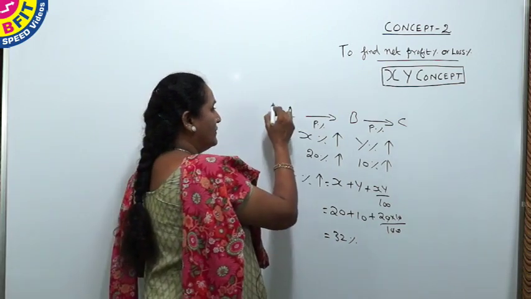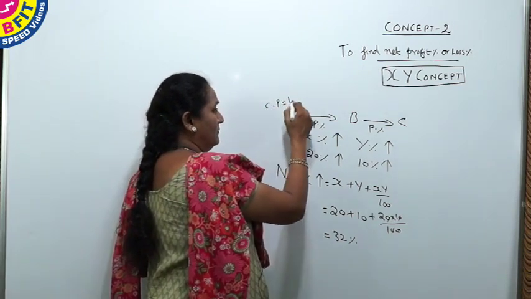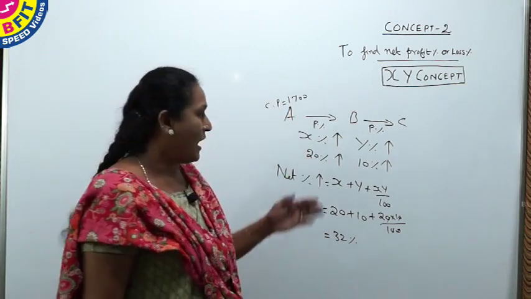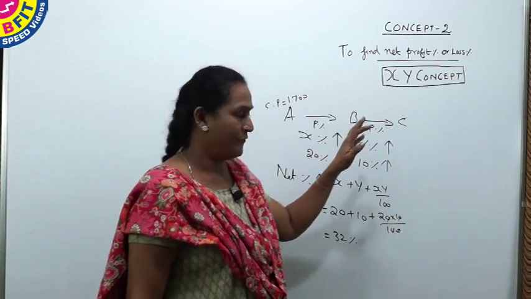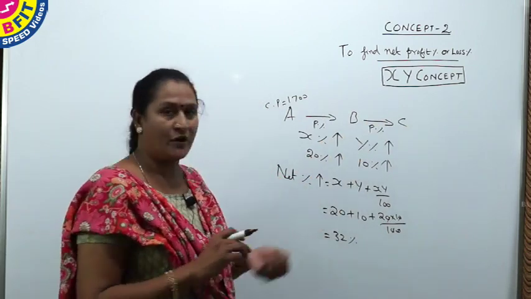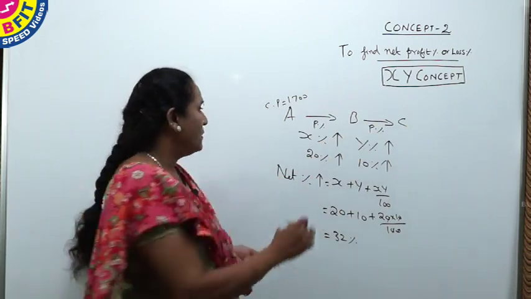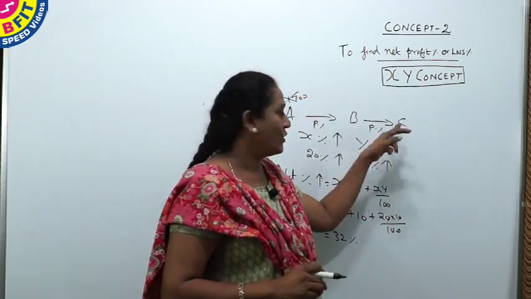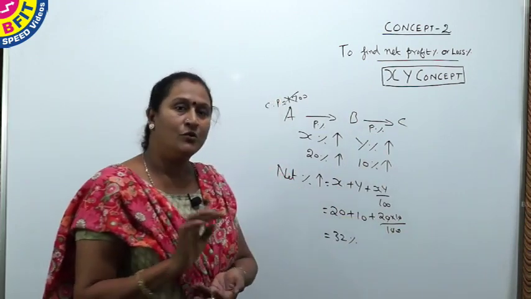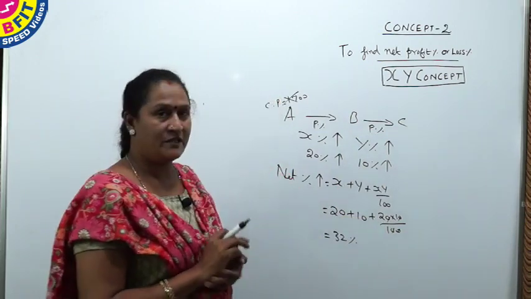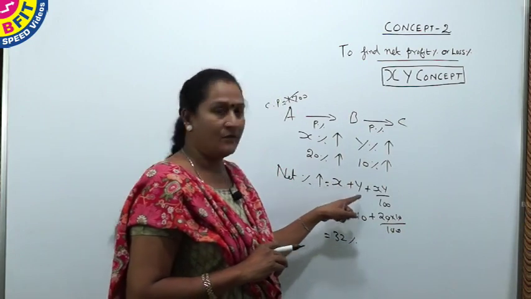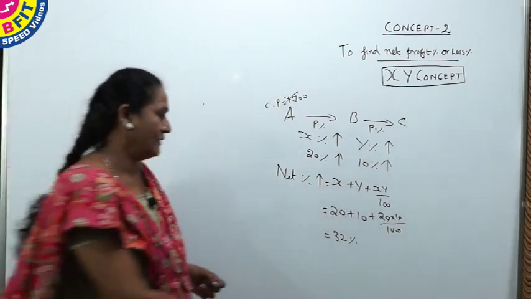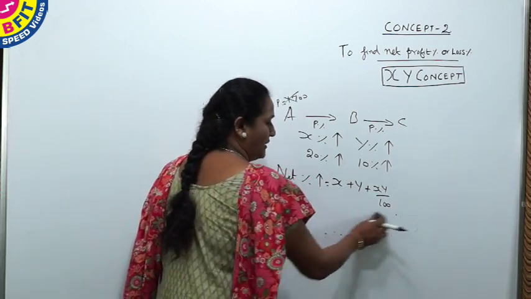Suppose the cost price of the article is given as 1,700. So after selling this at 20% profit and then B selling it at 10% profit, you will be asked to find what is the net profit percent. So in those cases, there is no need to consider this cost price, or if the selling price is given also, or the cost price for C if it is given also, no need to consider that. So the net profit percent is found by X plus Y plus XY by 100. So I will give you one more example.